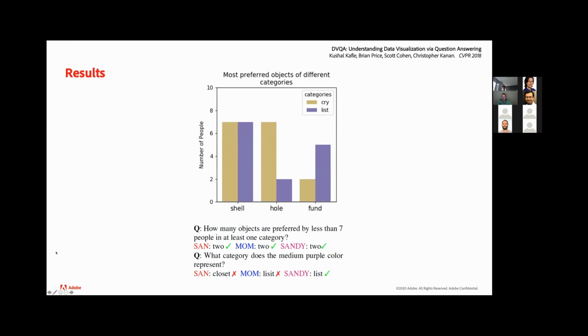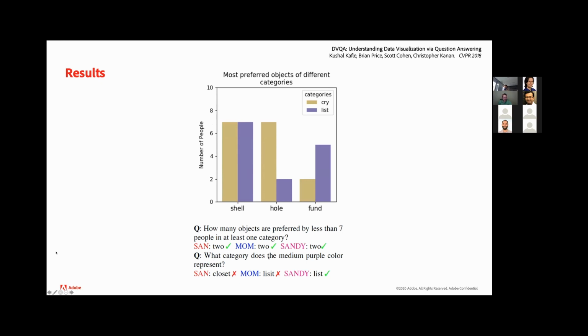To show a couple examples of what the output was like. So this chart here, this is one of the test images. It asks how many objects were preferred by less than 7 people in at least one category. And so, this will require finding where 7 is, seeing what hits it, then looking at categories, counting them up. All the models were able to figure out 2. It's hard to know whether they figured out this is asking for a number and just guessed a number, or if they really figured out all the reasoning.